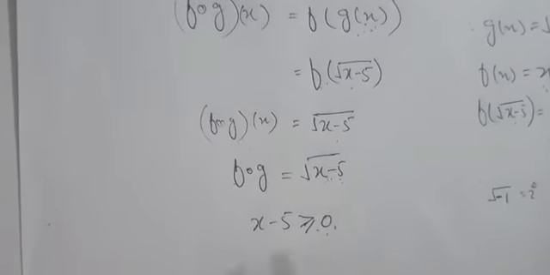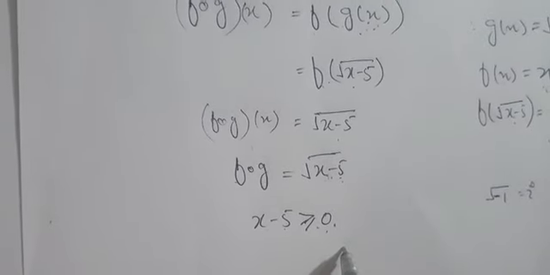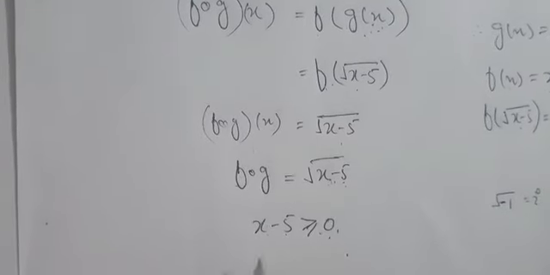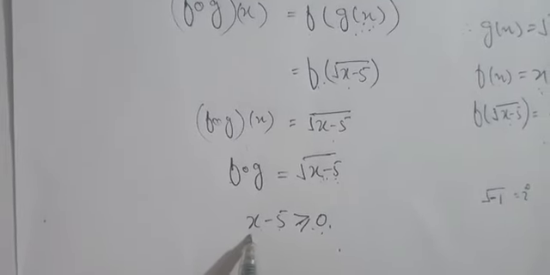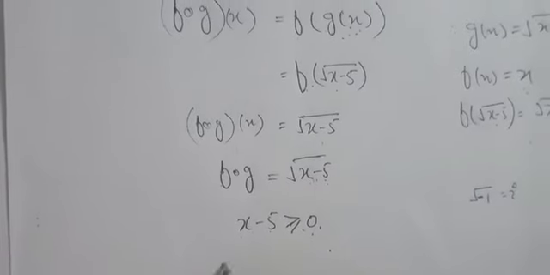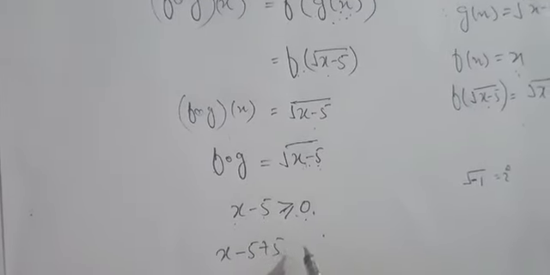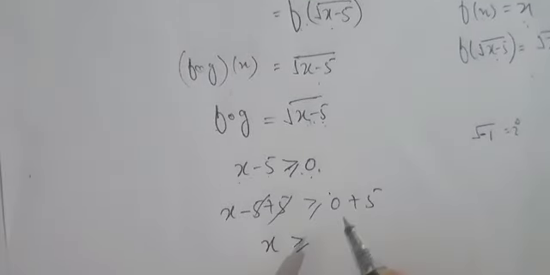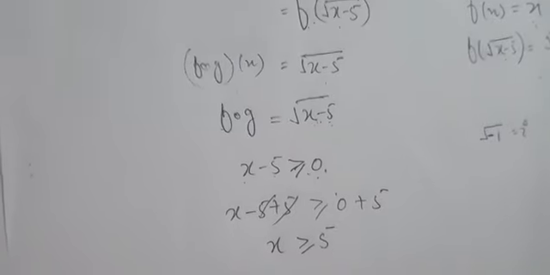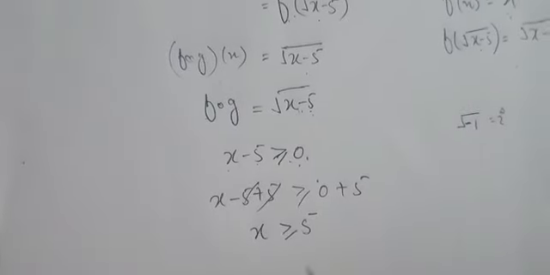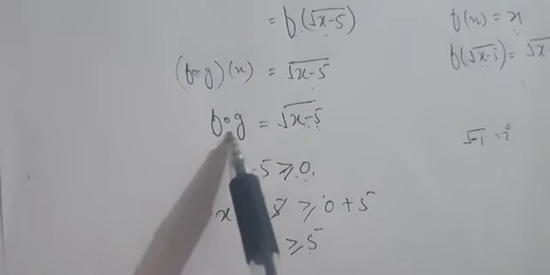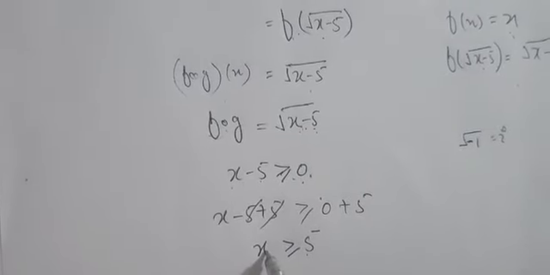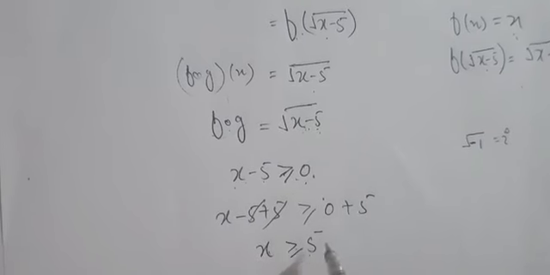So now it is an inequality problem, and you know how to solve an inequality. You need to solve this for the variable x. You need to find the domain. So you will shift that 5 to the right side, and you will get this. Now this is the solution for this function. For this function, the domain will be x is greater than or equal to 5.